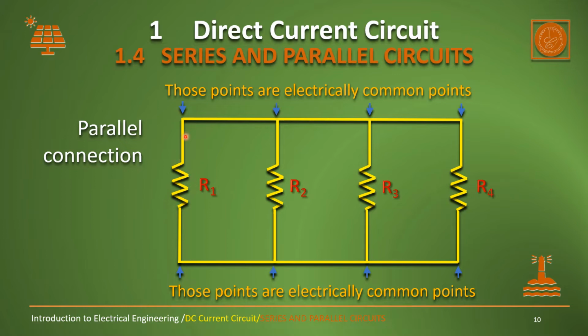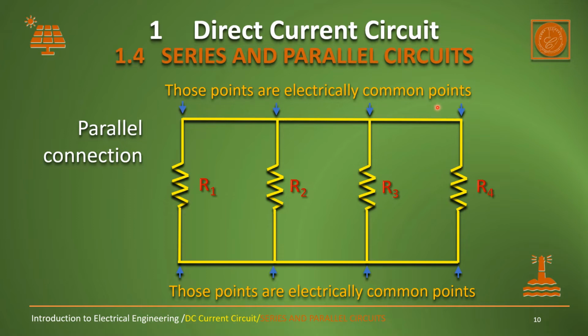This resistor's first end is connected to the R2 first end, and connected to R3 first end, and also connected to R4 first end. You can connect many resistors. It doesn't matter how many, you can connect as many as you want. But you see, the second end is connected to the R2 second end, and R3 second end, and the R4 second end. So all the second ends connect together and form electrically common points.